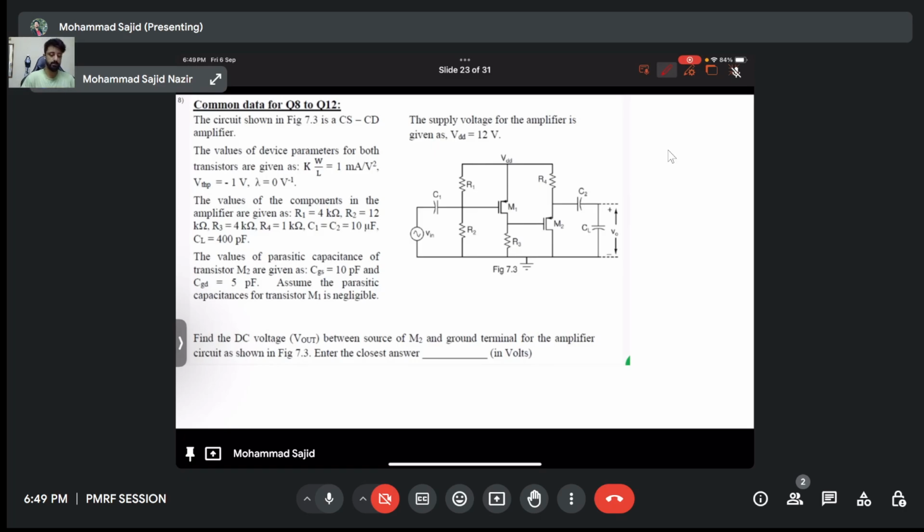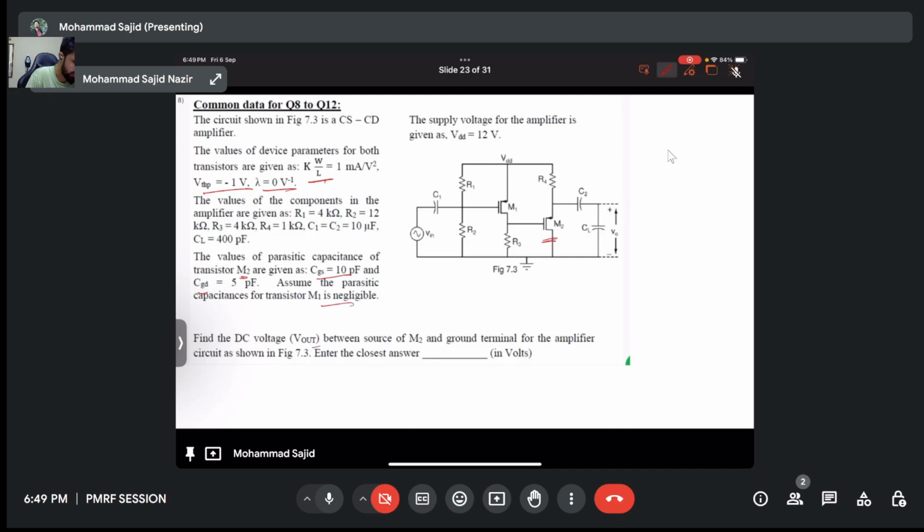Okay, so this is a cascade system. The values of the device parameters for both transistors are given. Channel length modulation is 0. The values of the components in the amplifier are given. The values of parasitic capacitances of transistor M2: this is our M2 transistor, and CGS is 10 picofarad and CGD is 5. Assume the parasitic for M1 is negligible.